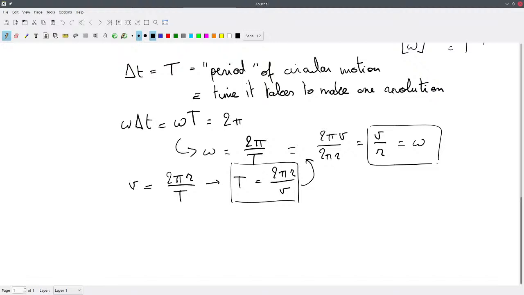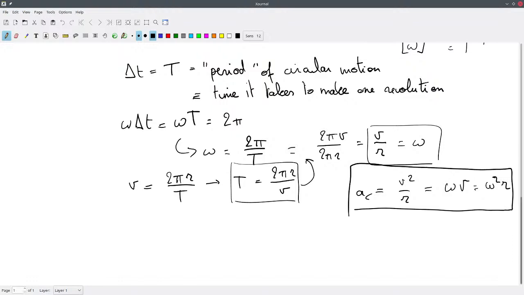Now if we have omega is v over r, and remember we have AC is v squared over r, that will allow us to write this as omega times v, or even as omega squared times r, right? If we have omega squared as v squared over r squared, well, we need to get rid of one of those r's to make this equal to AC, so we're going to write this as omega squared times r.